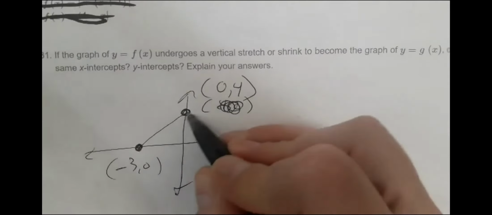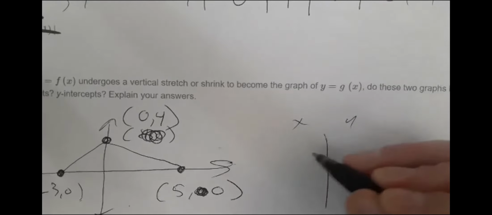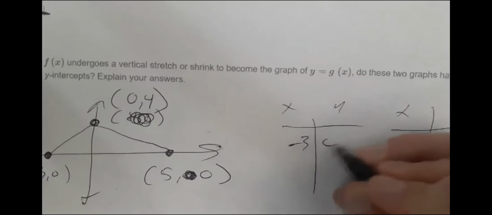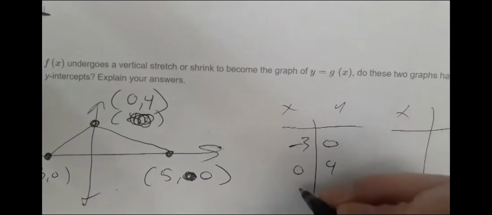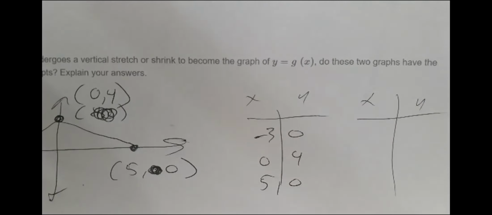I got some sort of graph. You can draw straight lines, I guess. But if I'm doing a vertical stretch or a vertical shrink, you can try one of those or the other. My x's here look like -3, 0. I have 0, 4. I have 5, 0. So if I wanted to put the points in a table, it might look something like that. But if I'm doing a vertical stretch or shrink, am I changing the x values at all?